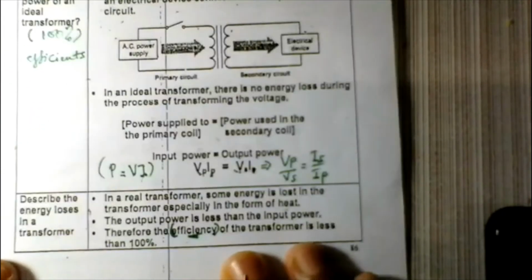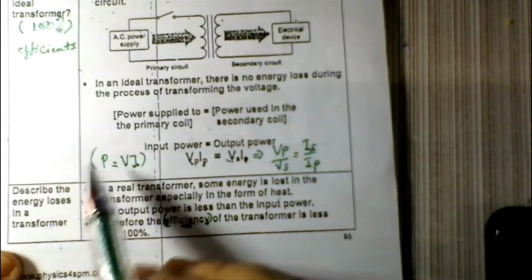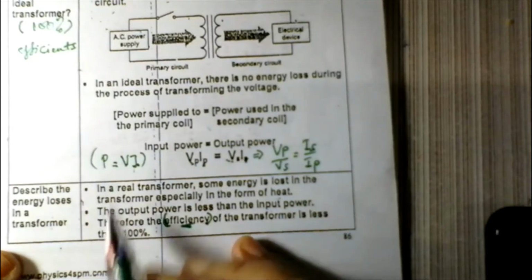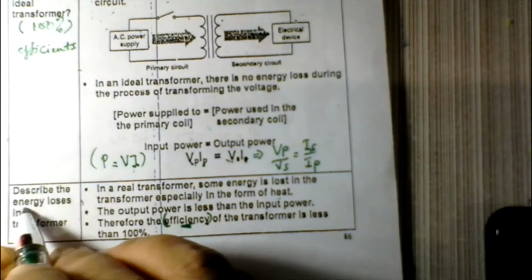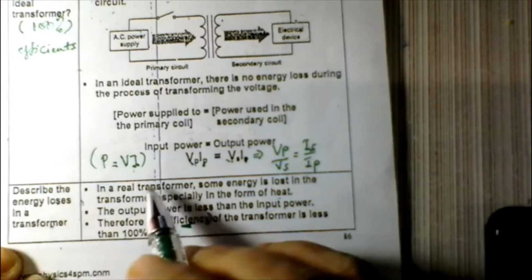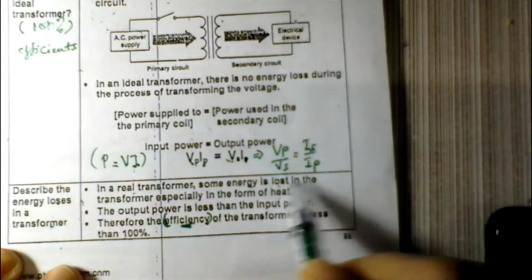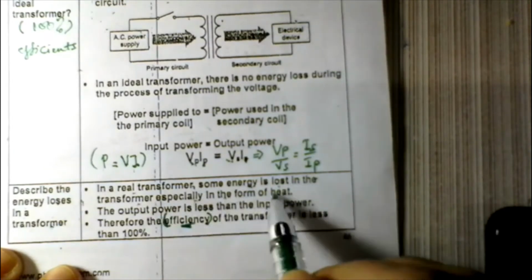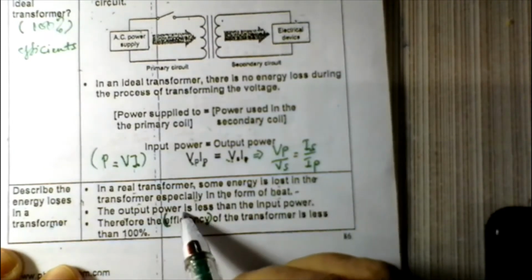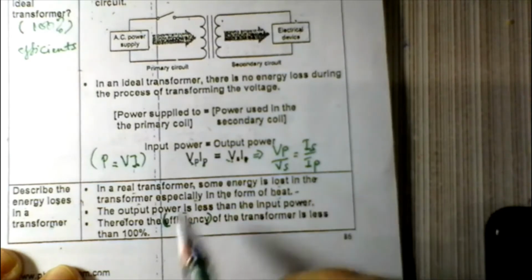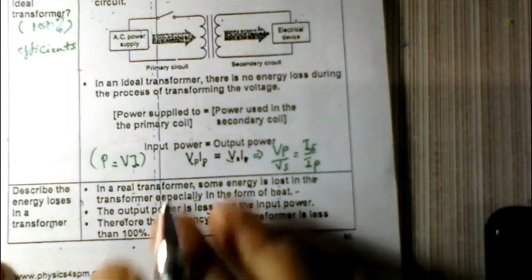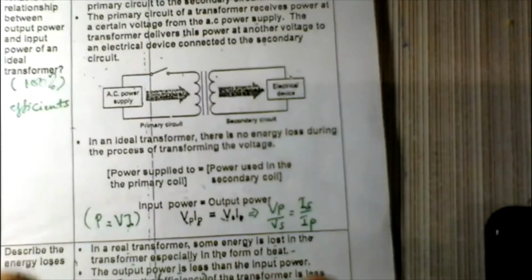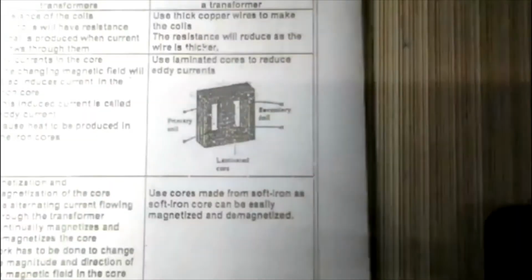Okay. So now we want to discuss again, because we know in real life we cannot find 100% efficiency. There's always energy loss. So we want to describe energy losses in a transformer. In a real transformer, some energy is lost, especially in the form of heat. The output power is less than the input power because some of the power is lost. Therefore, efficiency is less than 100%. Okay, so that one is efficiency.